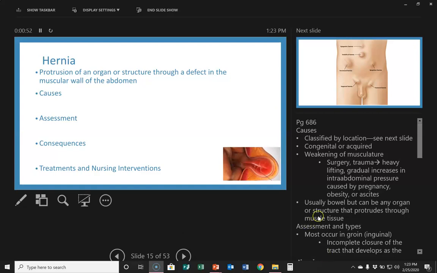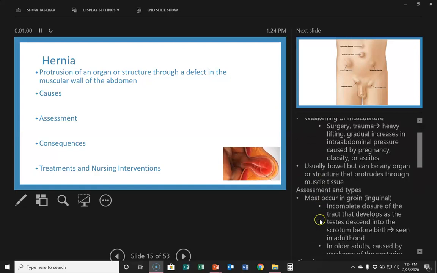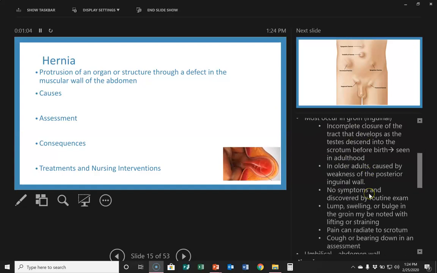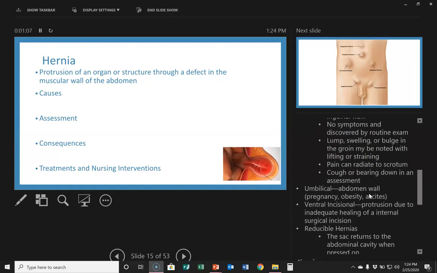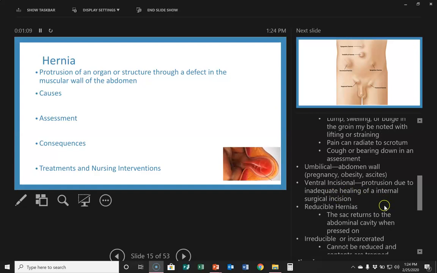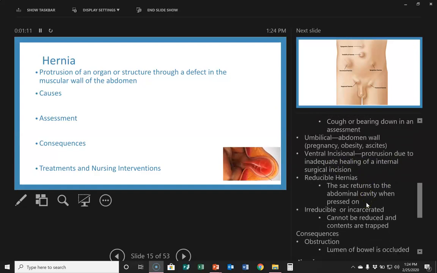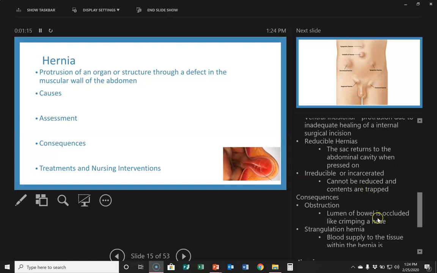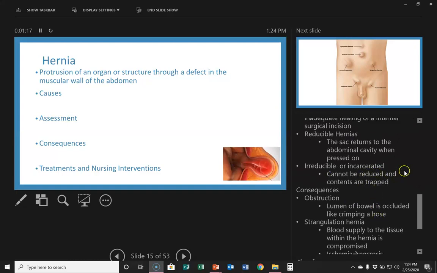Assessment depends on where it's going to be, but usually you can put your hand on that bulge and have the person cough, and if it really bulges out with the cough, then you pretty well know that it's a hernia. There are several different types, so there are assessment findings for inguinal, umbilical, and ventral incisional, which is due to an incision. Reducible means that you can push that sac back into the abdominal cavity. Irreducible or incarcerated are more severe and they can't be pushed back in.